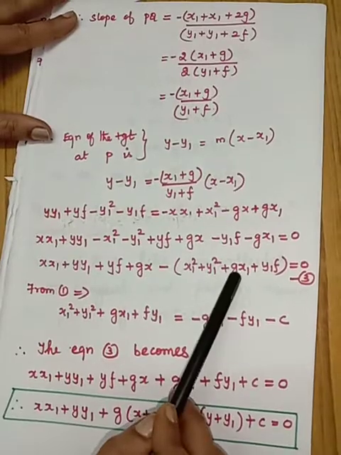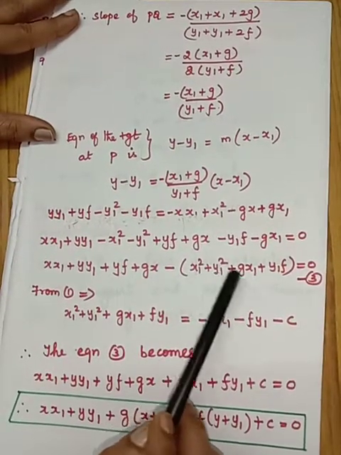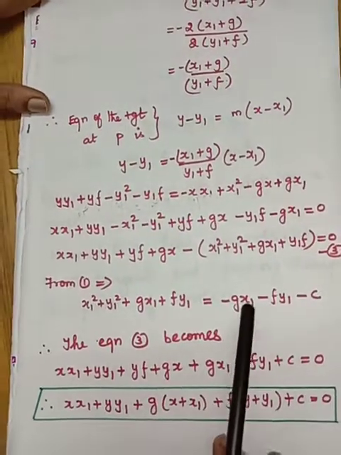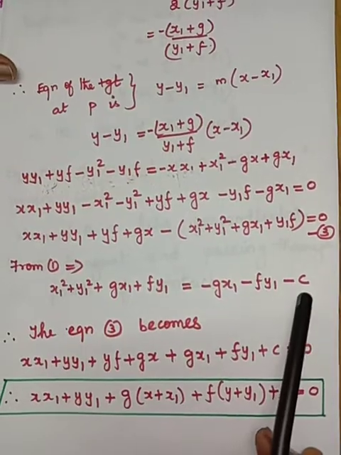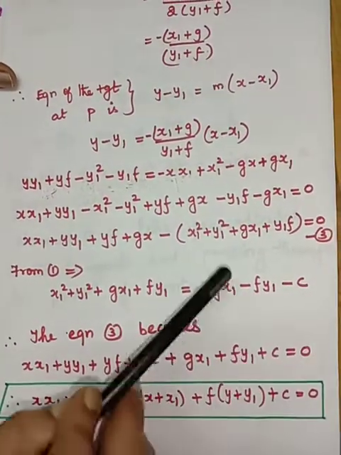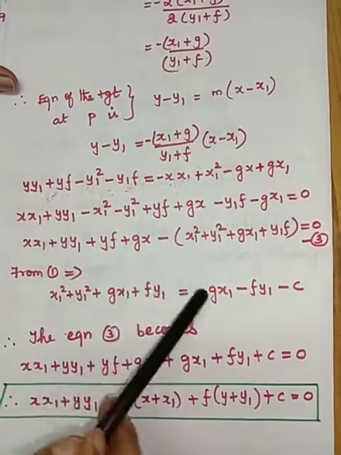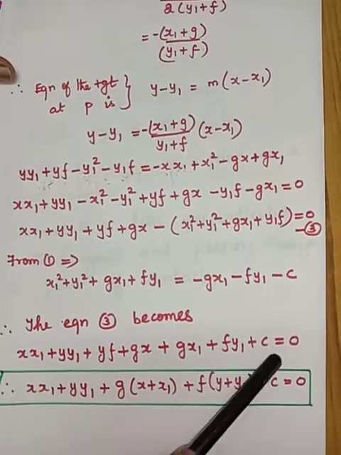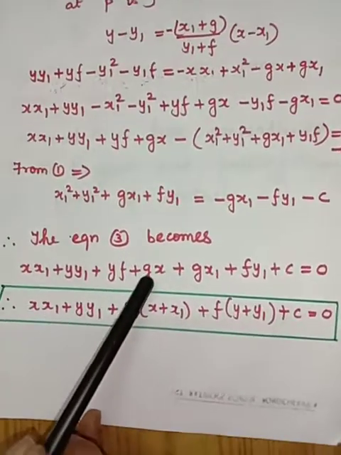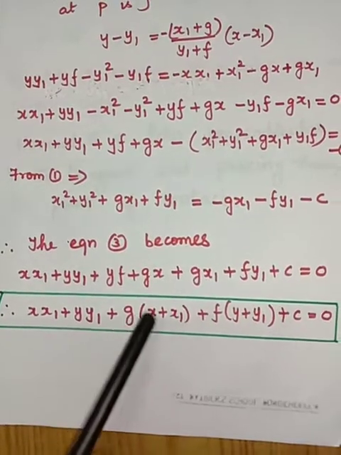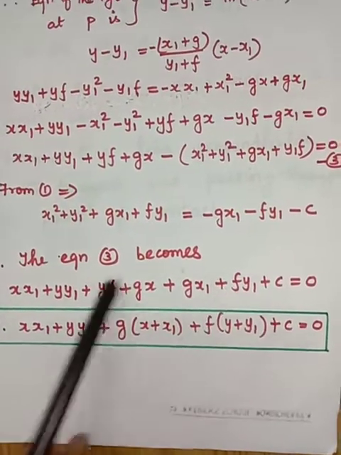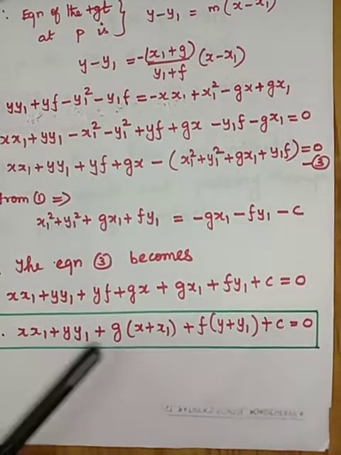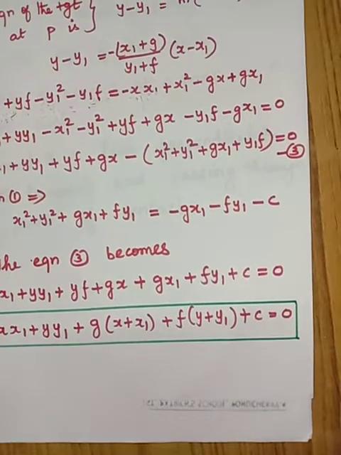So here you see that x1 squared plus y1 squared plus gx1 plus y1f is nothing but minus gx1 minus fy1 minus c. Okay, so in the place of this, if you substitute, from all the terms minus is common, so minus is taken out, meaning this minus and this minus will become plus. So you will get this equation. From this, g is common. When you take g out, it is x plus x1. From these two, f is out, it is y plus y1, plus c. This is the equation of the tangent at P to the given circle.